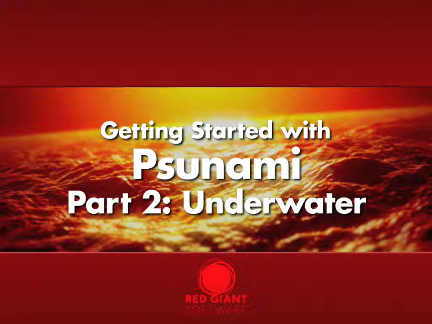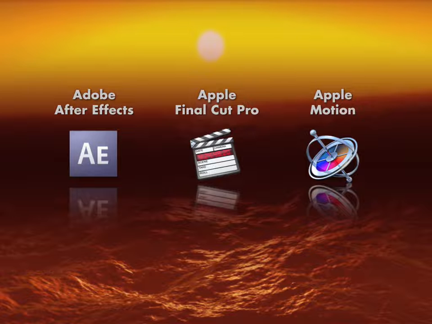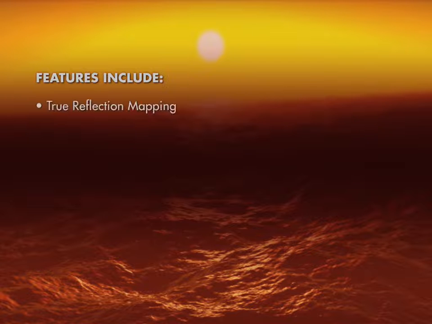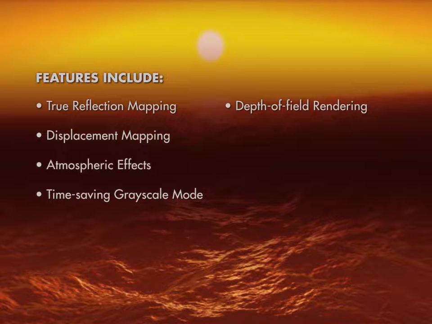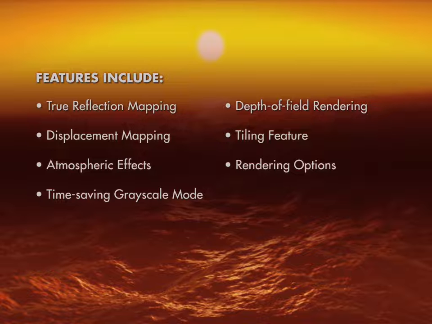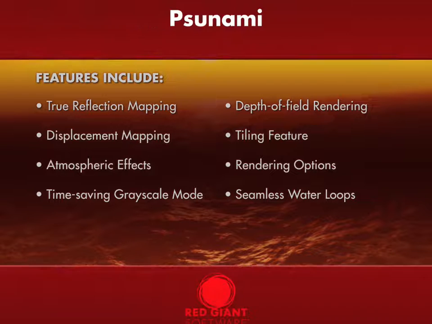Red Giant Tsunami is now available as a plugin for Adobe After Effects, Apple Final Cut Pro, and Apple Motion. It contains some wonderful features including true reflection mapping, displacement mapping, atmospheric effects for creating fog, rainbows, and haze, a time-saving grayscale mode, depth of field rendering, which makes it easy to composite additional layers with depth mats, a tiling feature, rendering options which contain a range of choices to suit the time and needs of your next project, as well as water loops to create seamless looping water effects that animate flawlessly.